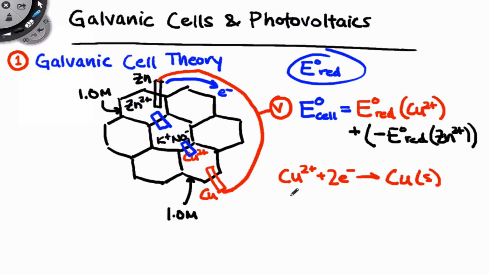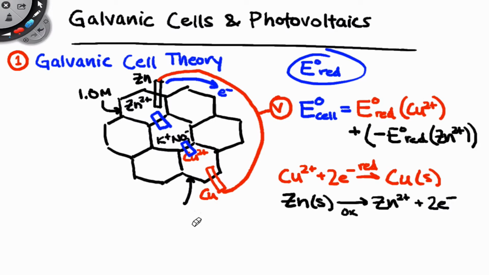On the zinc side, the reaction that's occurring is the oxidation of zinc metal, which is the loss of 2 electrons from the zinc metal to form zinc 2+ and those 2 electrons. This is the opposite of what you would see in a standard reduction potential table. This is an oxidation, while the first reaction is a reduction, which explains why we need the negative sign here if we're going to use the reduction potential of zinc 2+.